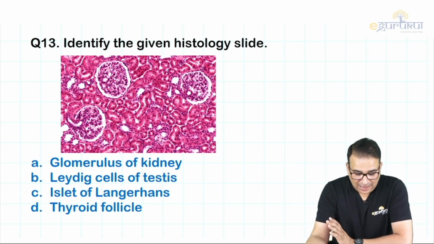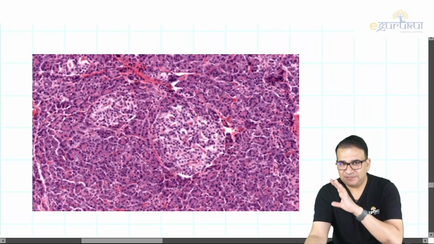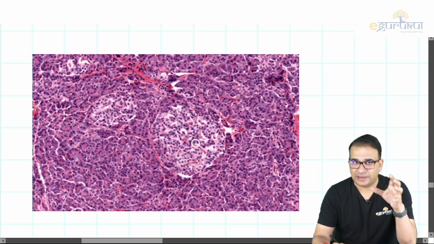Now, had it been the slide of a pancreas, guys, now this pancreas we discussed in the one shot video also, if this is a slide of pancreas, then you will see this lightly stained zone in between, that is basically the islet of Langerhans.